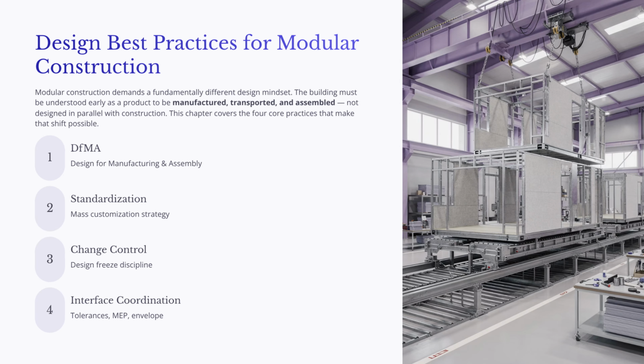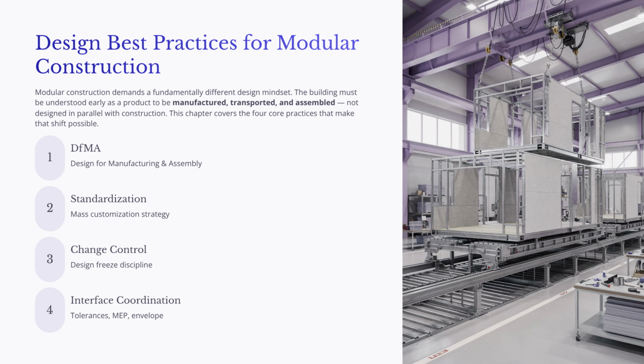In this chapter, we will focus on design best practices for modular construction. Modular construction requires a different way of thinking about design. In a conventional project, design development often continues while procurement and field construction are already moving forward. But in a modular project, that approach can create serious problems. The building must be understood early as a product that will be manufactured, transported, lifted, and assembled.